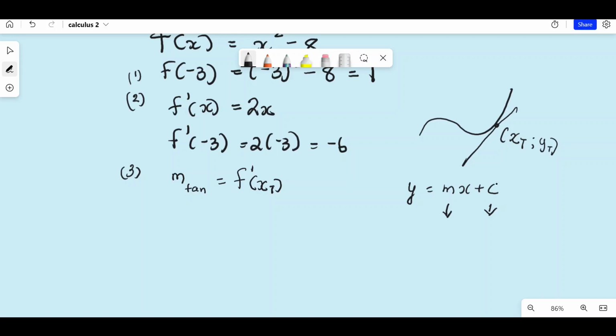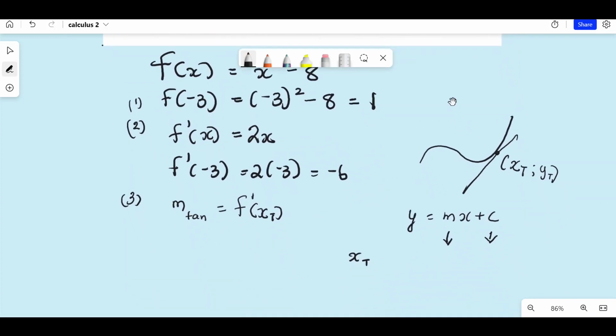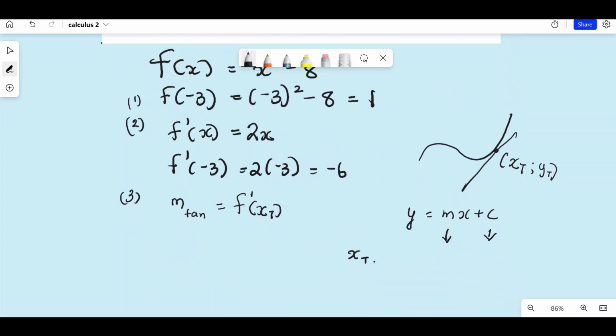Now you must also find the y-intercept. To find the y-intercept, you substitute one point on the equation. That one point is this point (xt, yt). That means before we go to the equation of the graph, you also need that point yt. xt is already given in the question. The question was asking you to find the equation of the tangent at x equals minus 3. That means in this case xt equals minus 3. We don't have yt, so let's find yt.